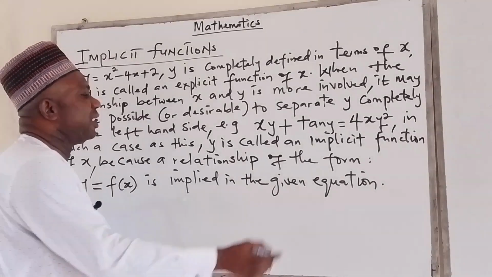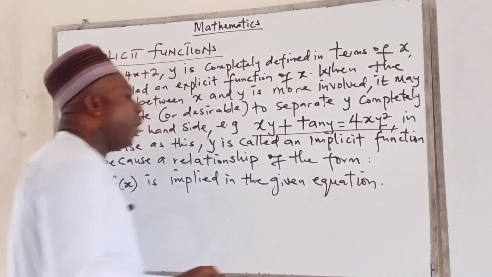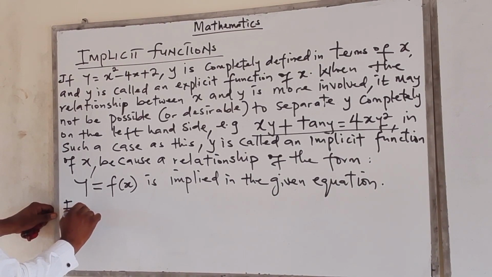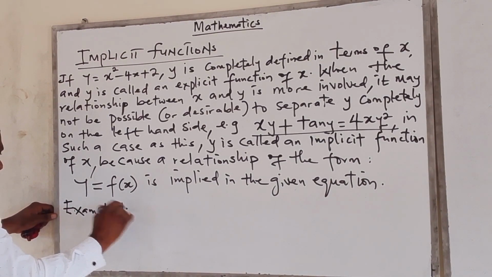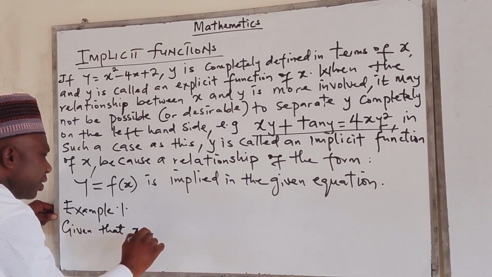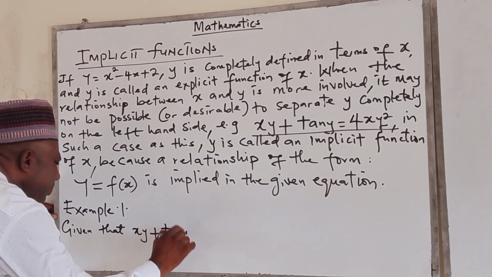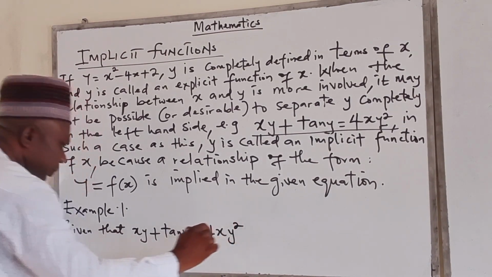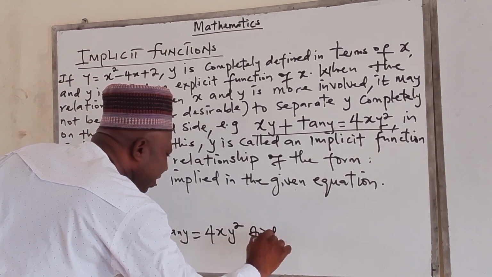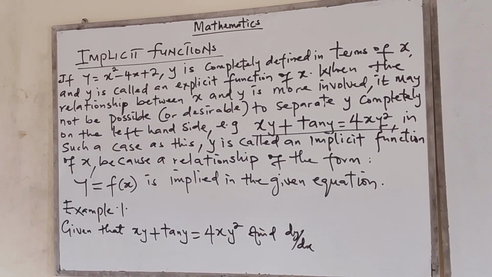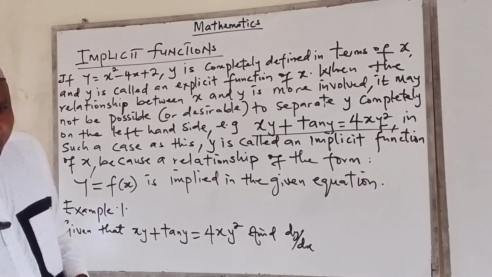Now I want us to look at this. I want us to start with this as our example 1. Example 1: given that xy plus tan y is equal to 4xy squared, find dy over dx. Yes, now we are starting with this as our example 1.